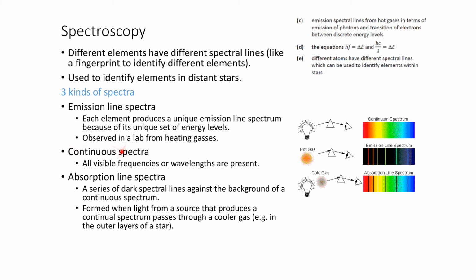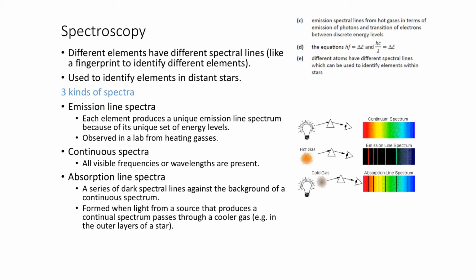There's also something called continuous spectra. So this is what we have again on Earth. So if we have a light, we have a prism, we look at it, we see every single colour of visible light of the electromagnetic spectrum. All wavelengths from red through to violet.